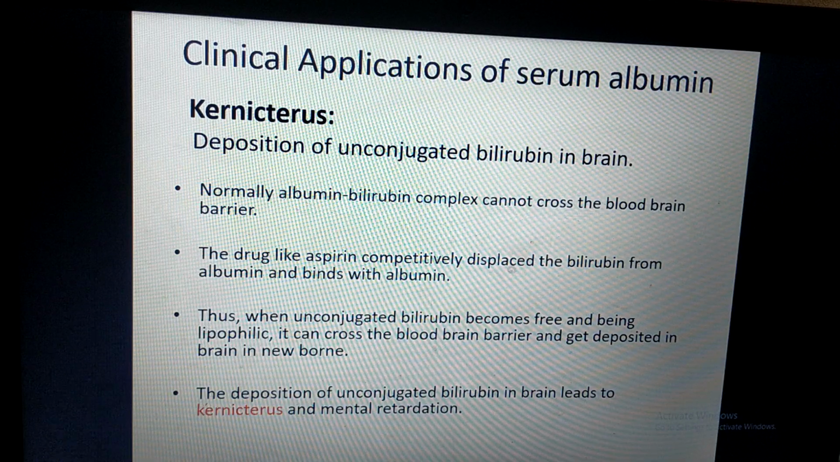During this competition, some drugs will displace the bilirubin from the albumin binding site, and hence this unconjugated bilirubin becomes free. When it becomes free, it is lipophilic, so it can cross the blood-brain barrier easily and get deposited in the brain, especially in newborns. Deposition of unconjugated bilirubin in the brain leads to a disease called kernicterus, which may lead to mental retardation.